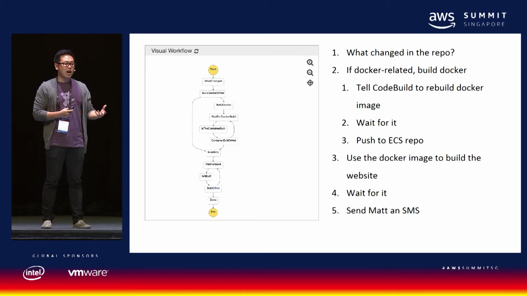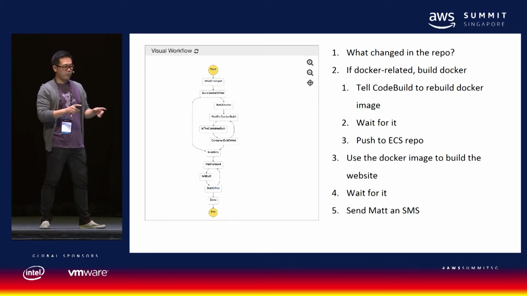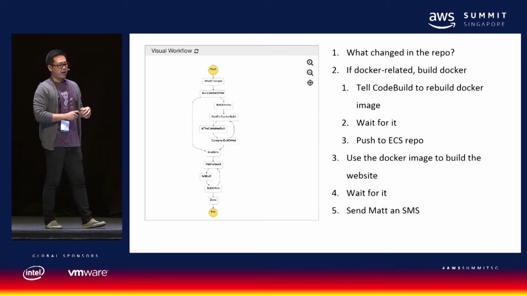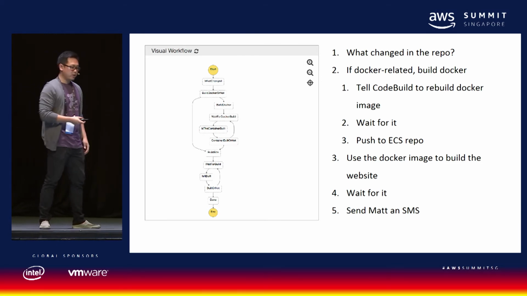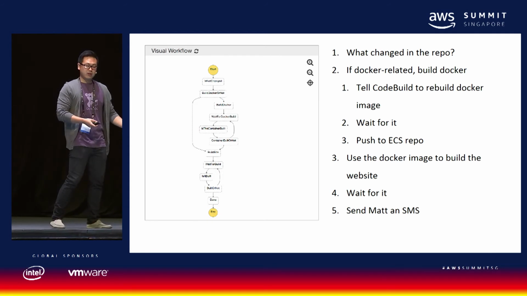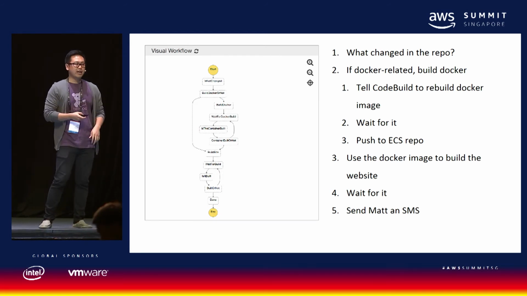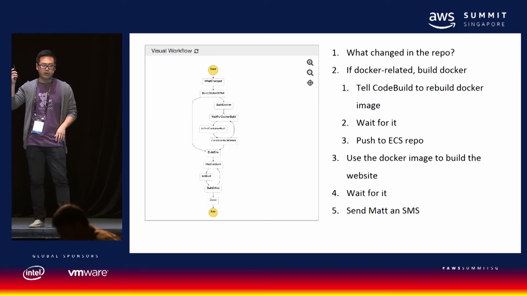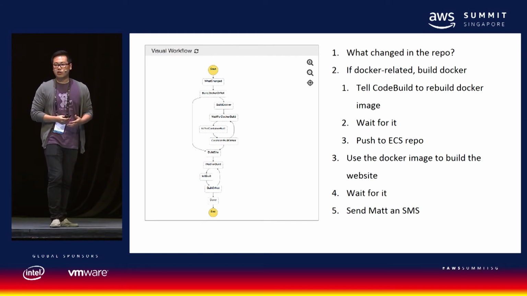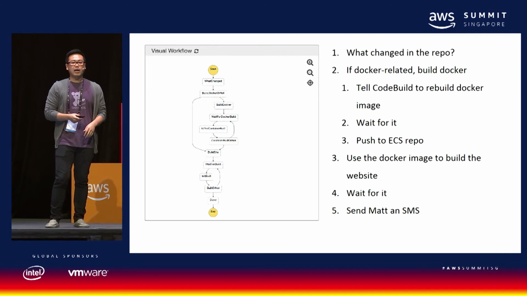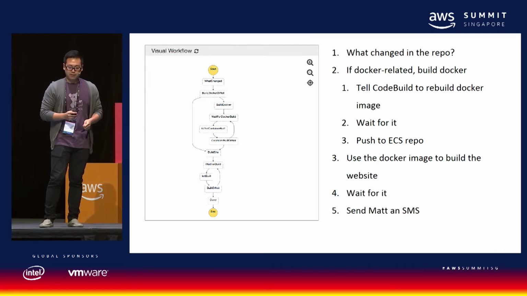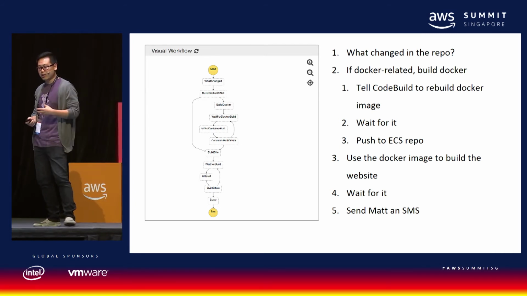If that change was Docker related, we're going to move to build Docker. And we're going to build that Docker image, we're going to wait for that image to build, we're going to check if it's actually built, and if it's built, we'll go to build site. If not, we're going to move back up to wait for Docker build. And then build site is going to do the same thing. We're going to build the site, wait for the build, check if it's done, and if it's done, we're going to send an SMS. So let's hop through these actual states.